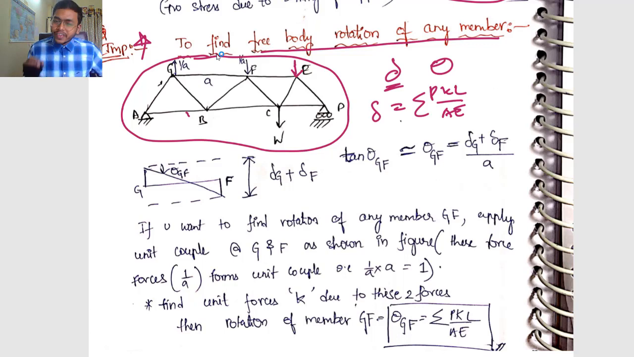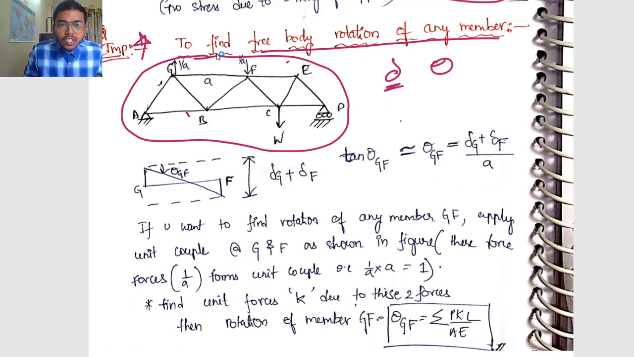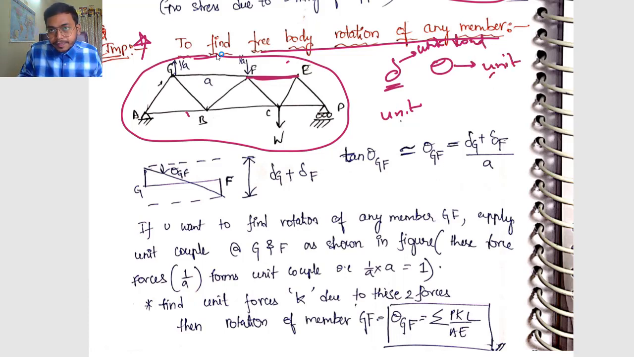Very similar to this. If you want unit rotation of any member, for example, unit rotation of this member EF, then you have to apply a unit couple in place of a unit load. For deflection this was a unit load. For rotation, you have to apply a unit couple.